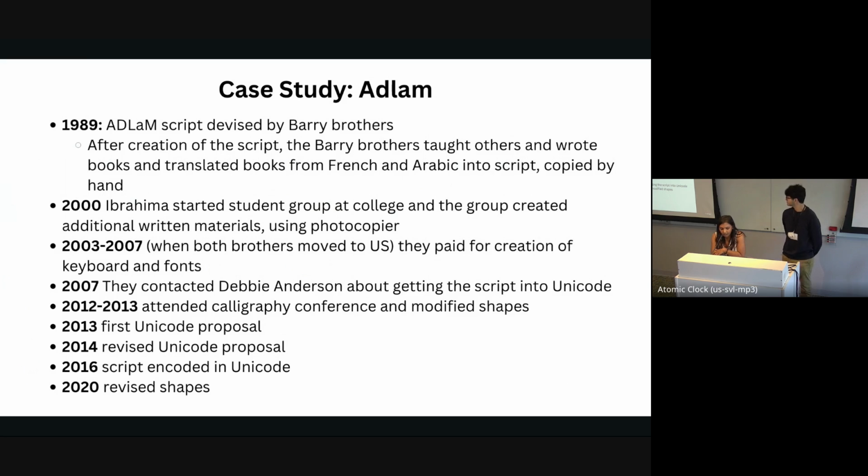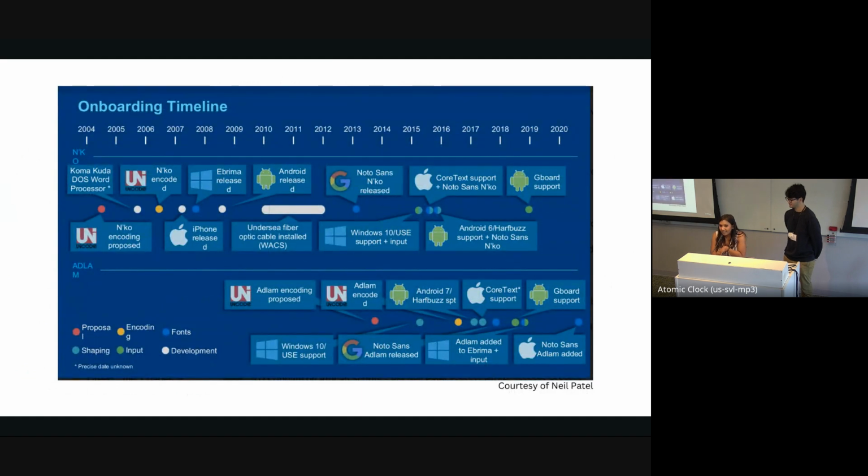In that interim period, the Berry brothers, who invented Adlam, built up grassroots support for it. They built digital tools like fonts and keyboards themselves, even without Unicode encoding, and then submitted several proposals until it was finally included and then revised in 2020. So right now, the data set that we've just presented only covers three bullets from this timeline, 2013 to 2016. You can carry the story forward far beyond that.